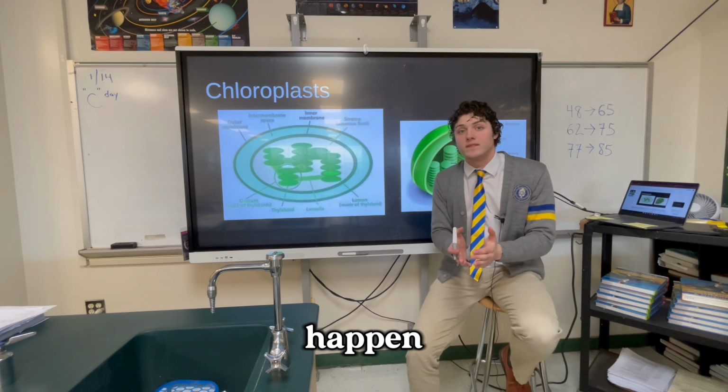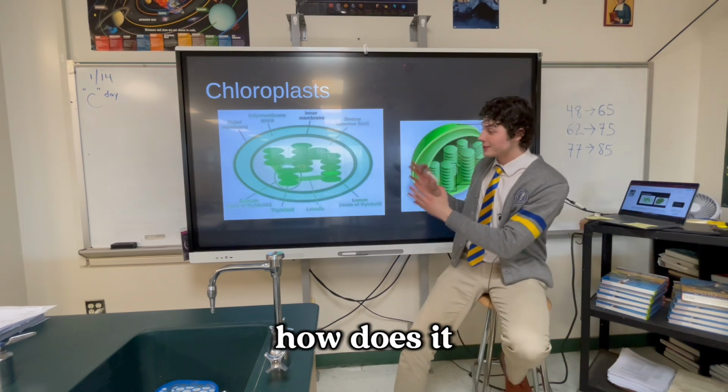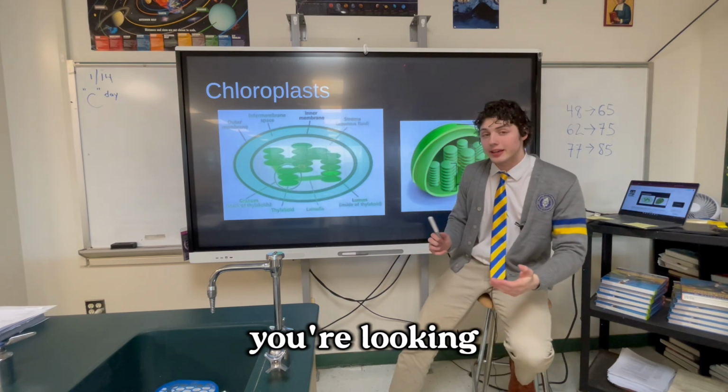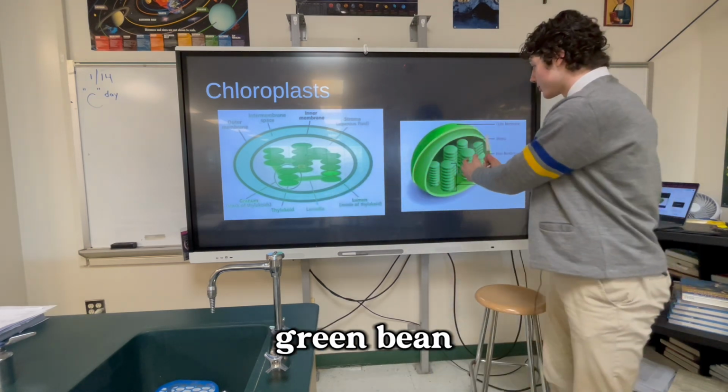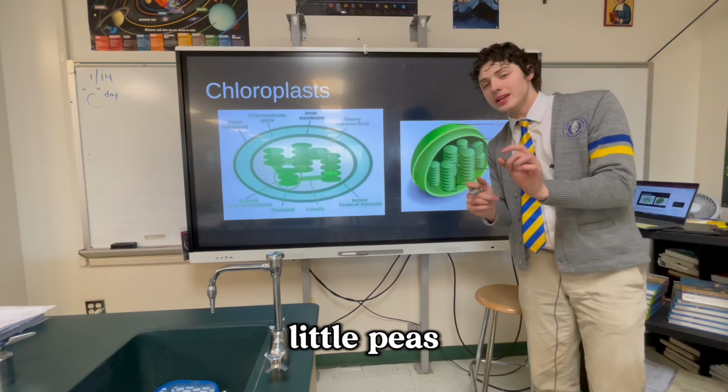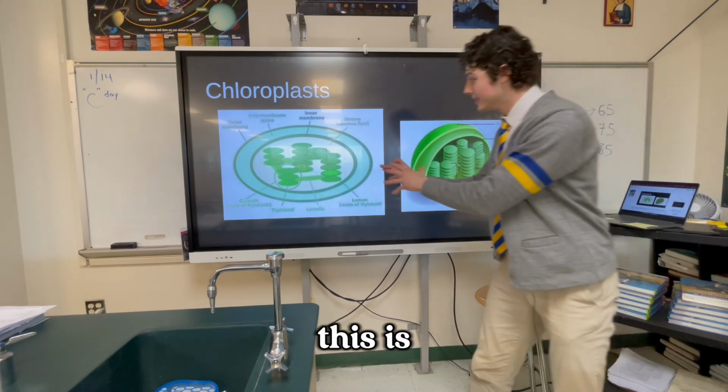But how does that happen? That's great in theory, but how does it really take place? So here what you're looking at is the image of a chloroplast. What it is, it's really like this little green bean right here. You can think of like little peas. This is what it is, and then this is the inside of it.